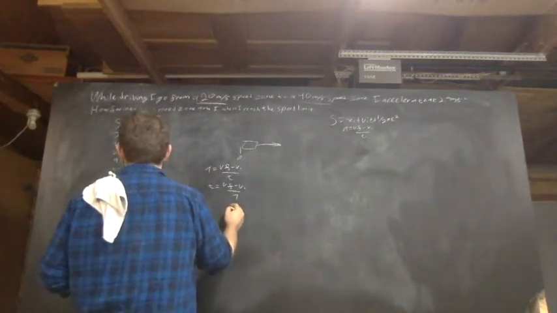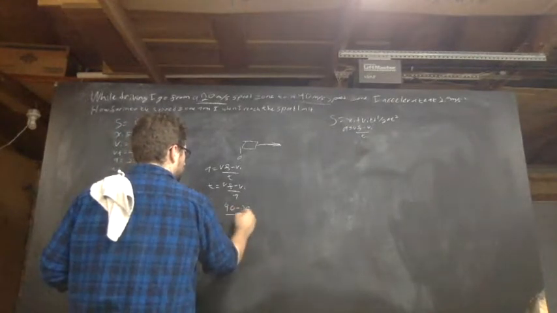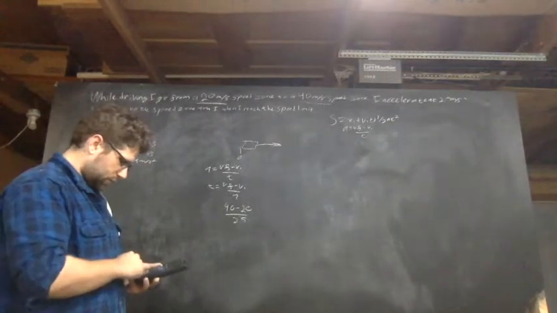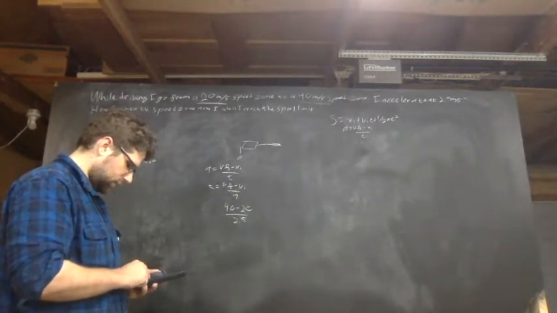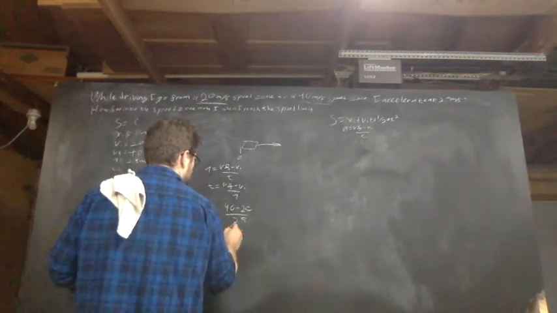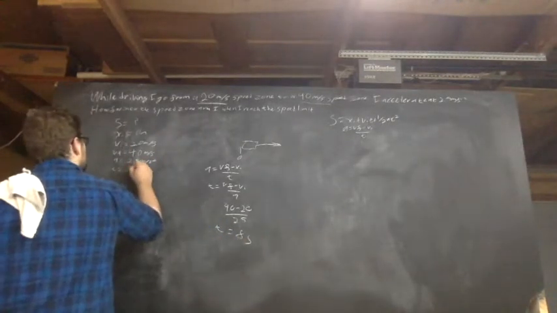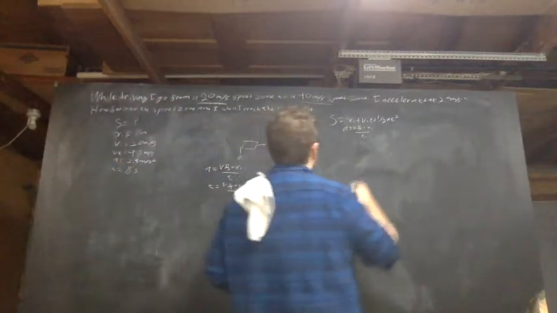And then plugging our numbers in. 40 minus 20 over 2.5. Now, 40 minus 20 is 20. And 20 divided by 2.5 is 8. Great. 8 is equal to t. 8 seconds. That's a nice clean number. Perfect. So now let's plug that into our s equation.